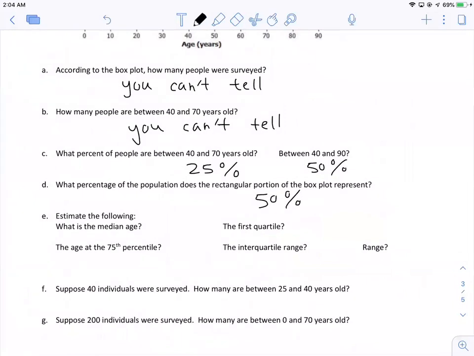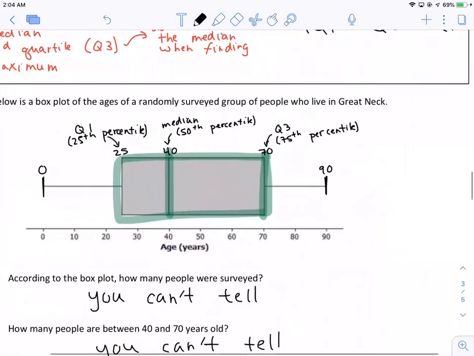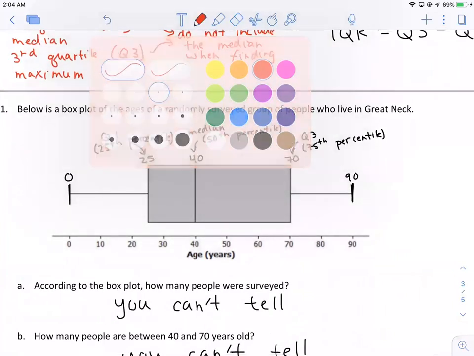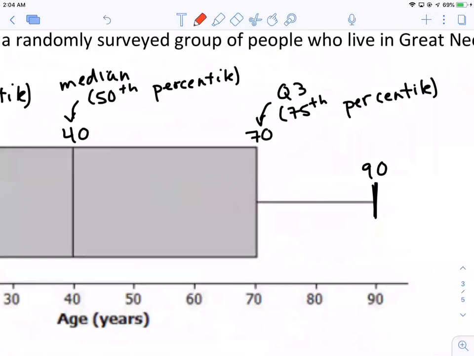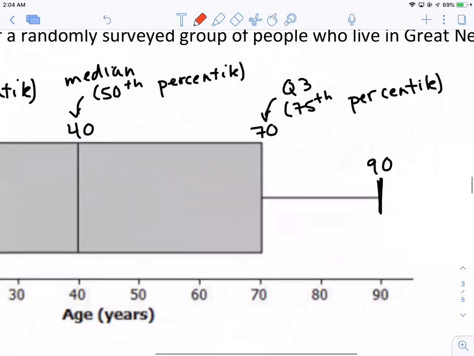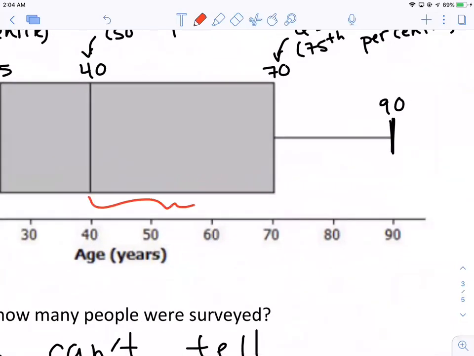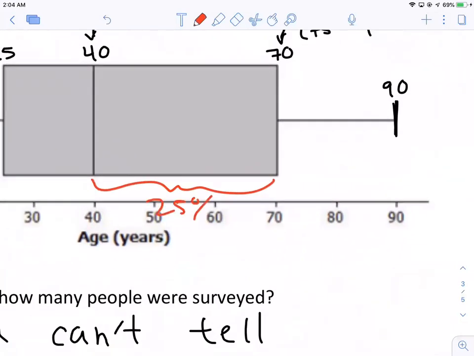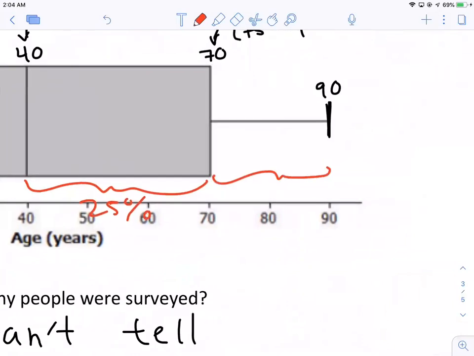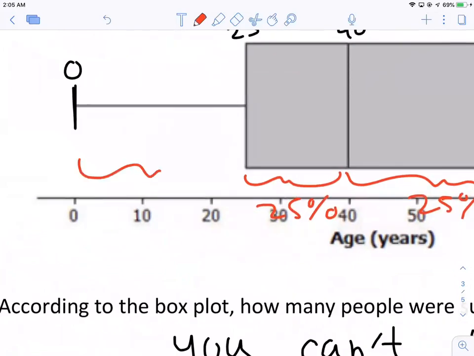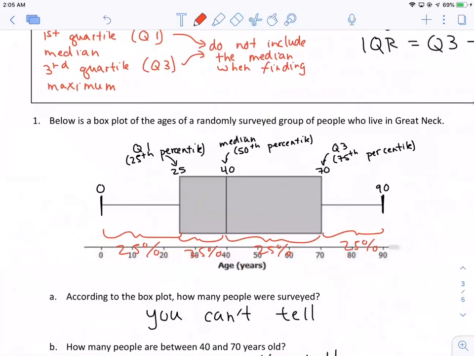All right. So it does not matter how wide a section of the box is. Each section represents 25% of the data. That's 25% of the data. This here, that's 25% of the data. This, that's 25% of our data. This section here, that's also 25% of our data. All right?